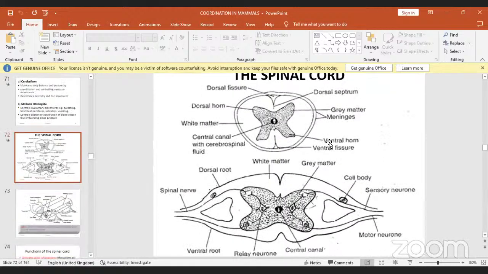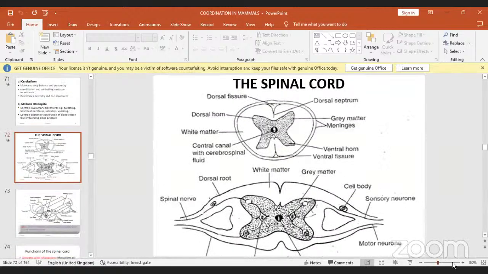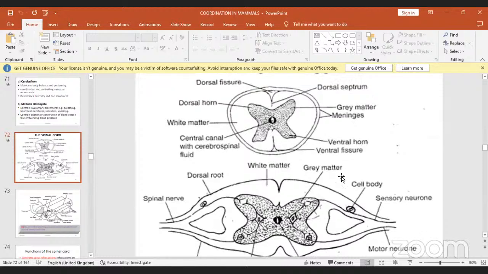For example, I hope you're able to see my screen. Are you able to see my screen? The images are projected here.